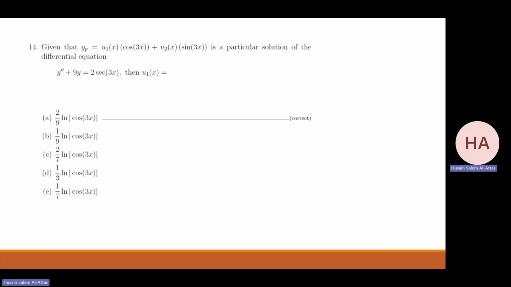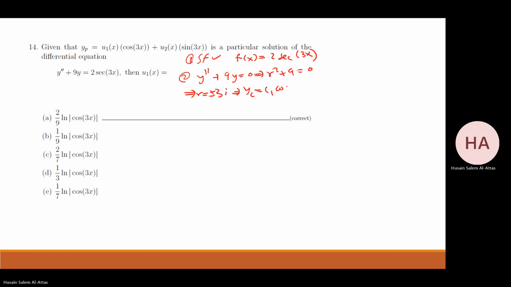This is a very clear variation of parameters. Standard form. Yes. What is f of x? 2 secant 3x. That will be f of x. Solve the homogeneous. So I have r squared plus 9. So I have r equal plus or minus 3i. I need the yc. Yeah, we're doing it many times. That would be y1, that y2.